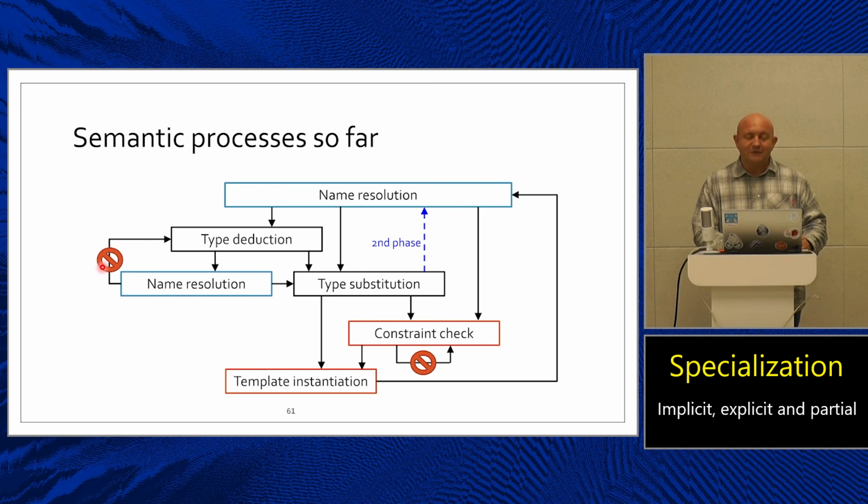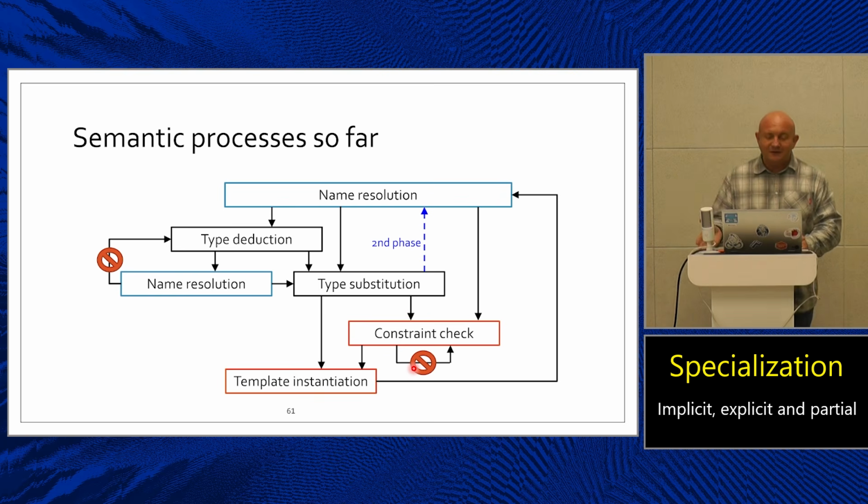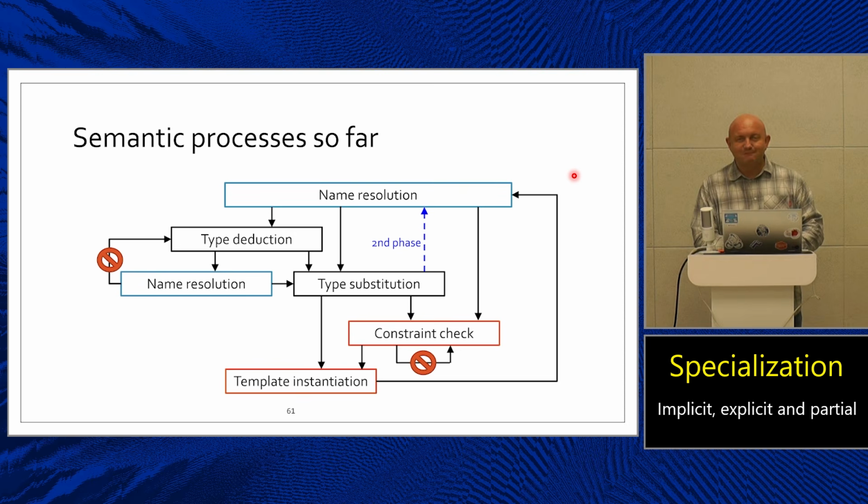And this is where metaprogramming is blocked. After type substitution, a constraint check might happen, but not constraint of constraint of constraint. And this is where type class-based metaprogramming is blocked. And after type substitution, or after type substitution and constraint check, template instantiation can happen. And this is the only allowed form to cycle this process.